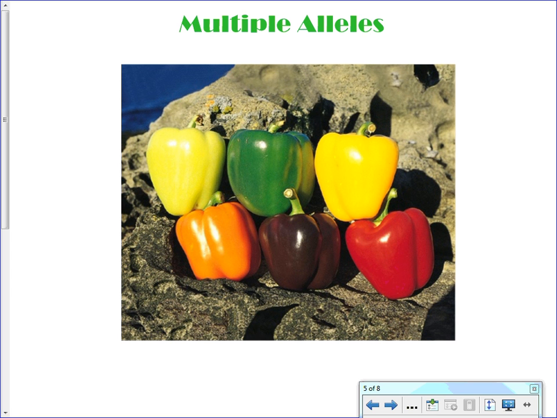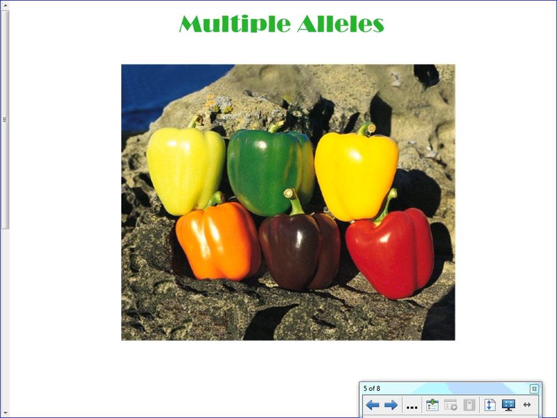Hey everybody, this is a tutorial on how to complete a Punnett square for a trait that has multiple alleles. Now remember, alleles are different versions of a trait, and so far we have talked about complete dominance and incomplete dominance. And in those two cases, there were always just two versions of an allele. But there are actually several situations where there could be multiple, more than two different versions of an allele.